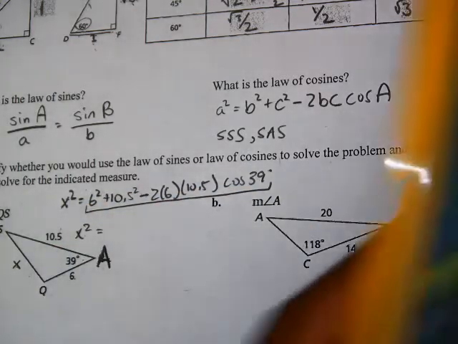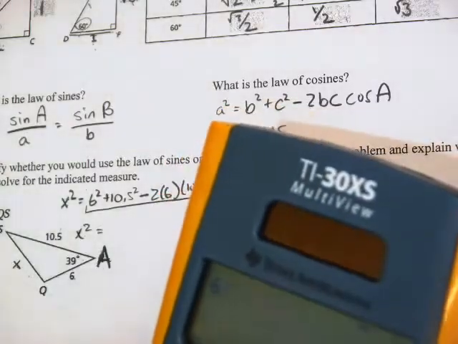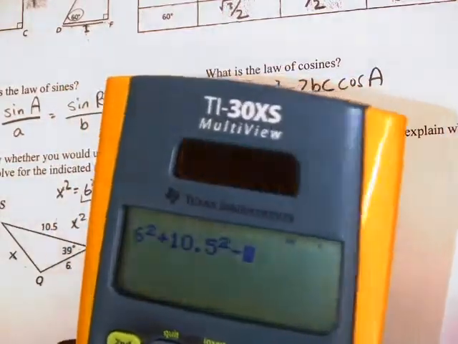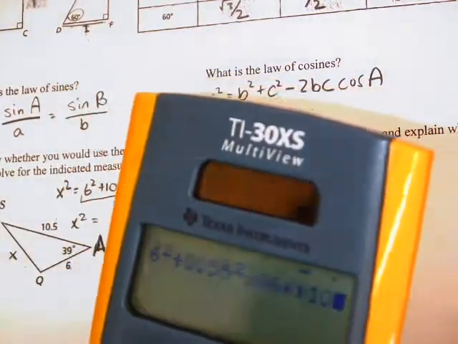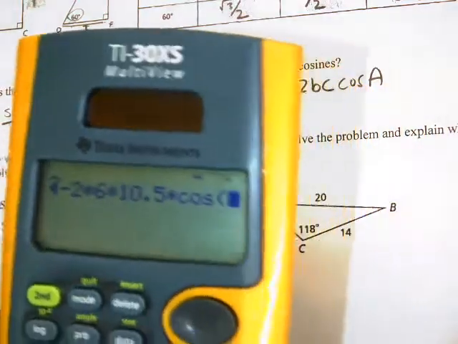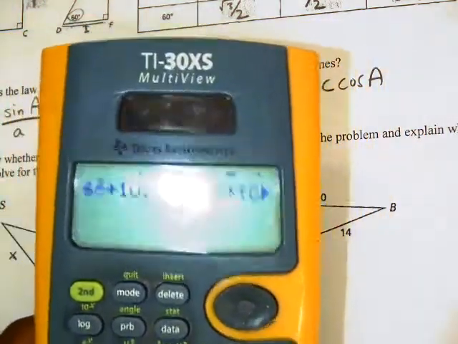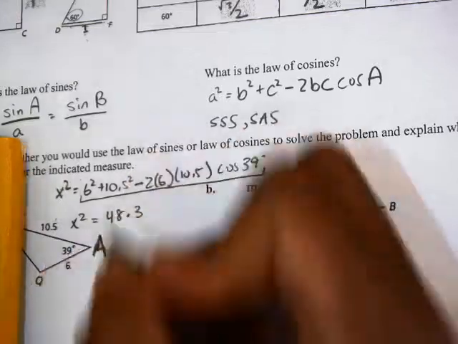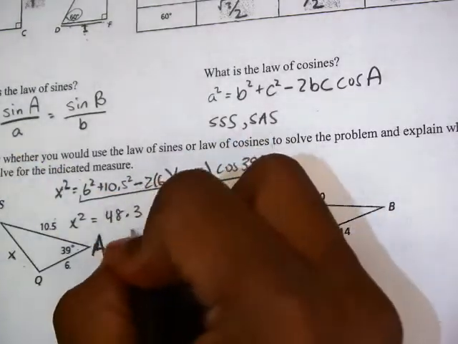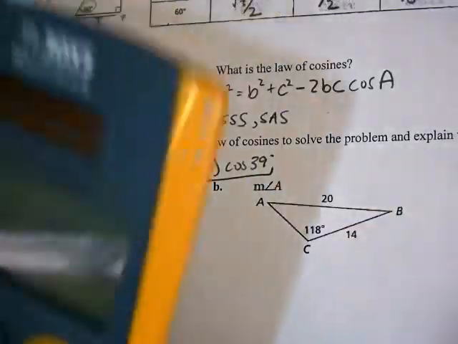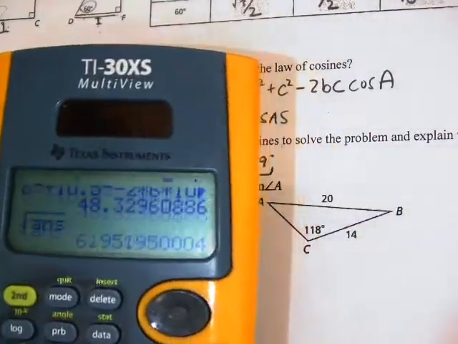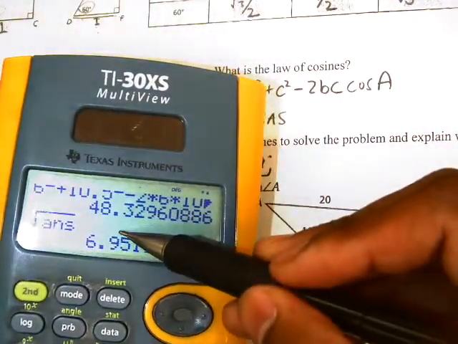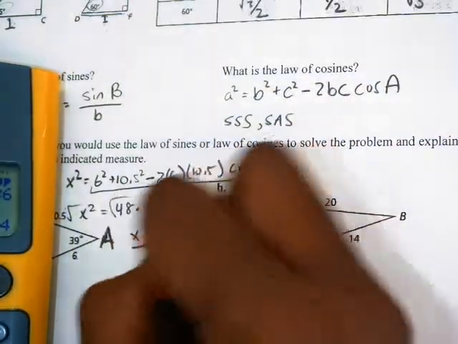So let's just do that. 6 squared plus 10.5 squared minus 2 times 6 times 10.5 times cosine 39. All that equals 48.3. So to get just x, I need to square root both sides. So I'll square root my answer. And you get 6.95, or round it to the nearest tenth: the 5 makes the 9 round up, which makes that round up to 7.0.